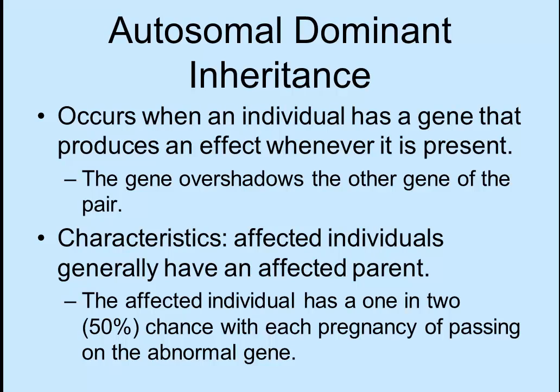Characteristically, the affected individual will have a parent who is affected. The affected individual has a 50% chance with each pregnancy of passing on that abnormal trait. Examples of normal traits that are autosomal dominant are blood groups A and B, or an Rh positive blood factor. Abnormal traits that are autosomal dominant are Huntington's disease and neurofibromatosis.